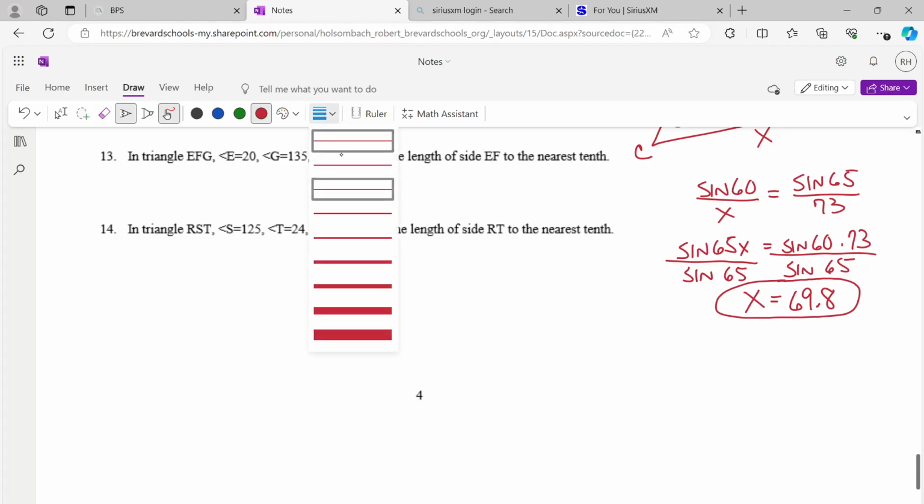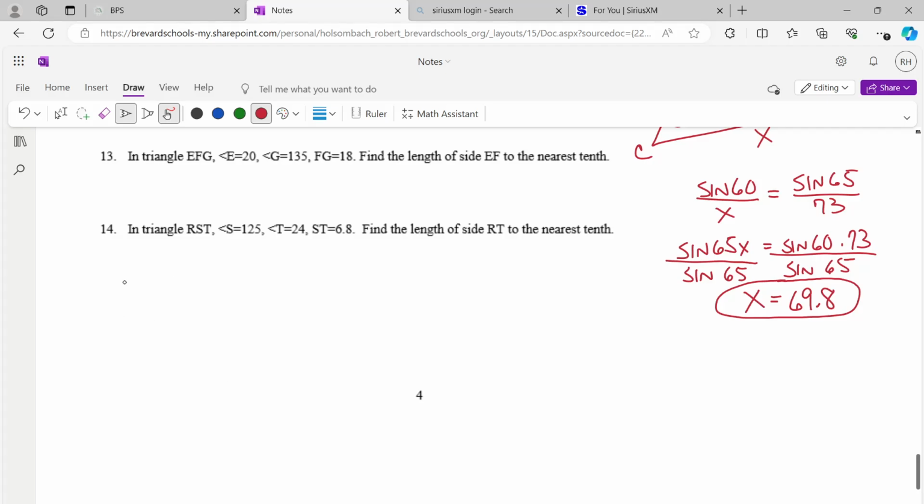All right, problem 13. Triangle EFG, so we just draw that triangle. Angle E is 20. Angle G is 135. F to G is 18. Find the length of side EF. So we're looking for this, side EF.